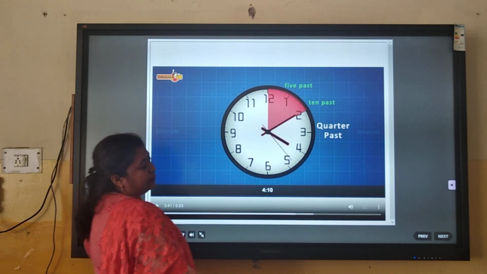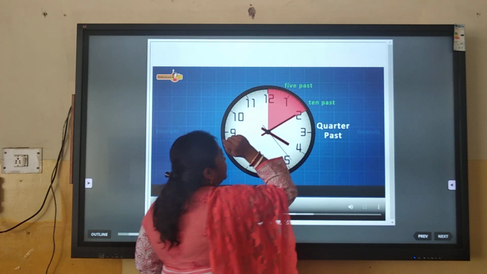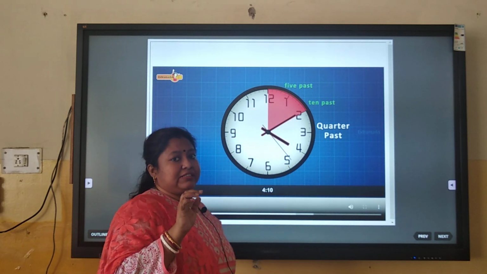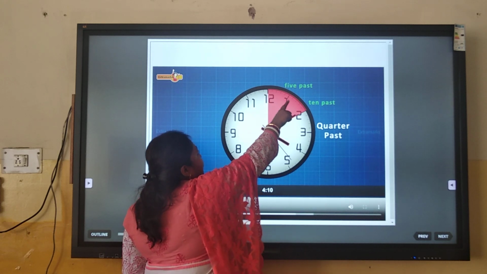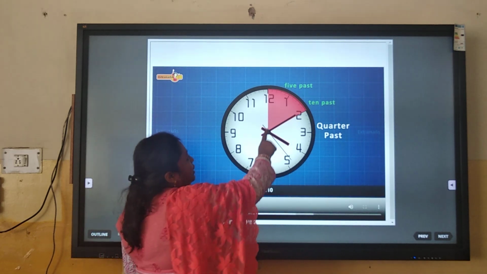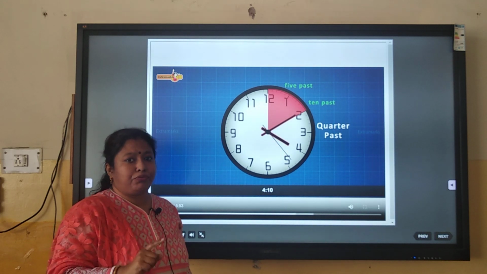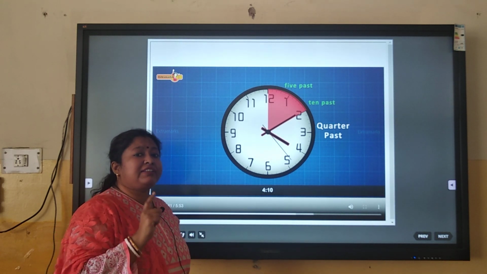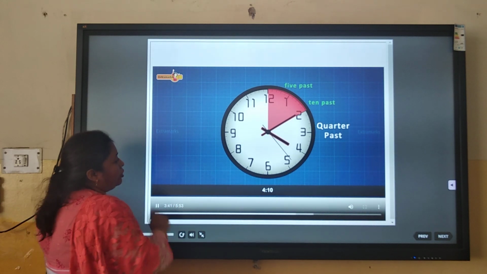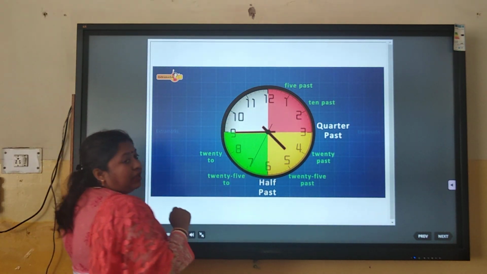Why children? Why are we writing like this? I will show you. Just see that when the minute hand is on 1, it has crossed 5 small divisions. That means 5 minutes have passed. So we write 4:05. In the same way, when it is on 2, it has crossed 10 small divisions. So we write 4:10. So what are we doing children? We are simply multiplying the number by 5. Okay, got it children? So similarly, all the numbers will be multiplied by 5.